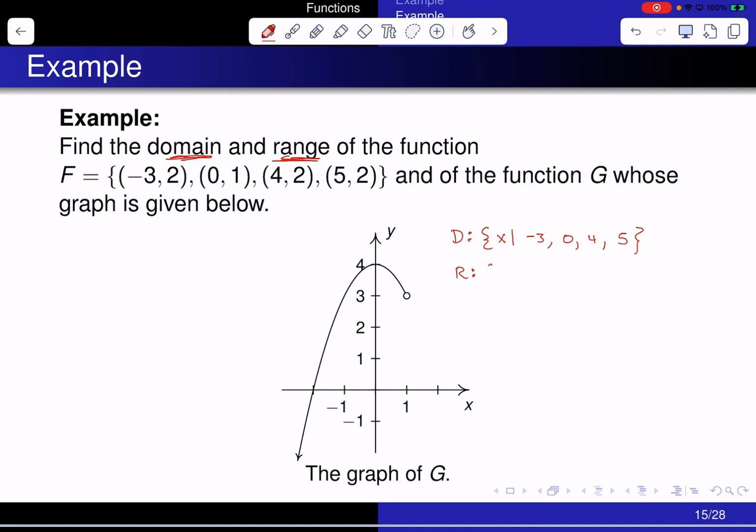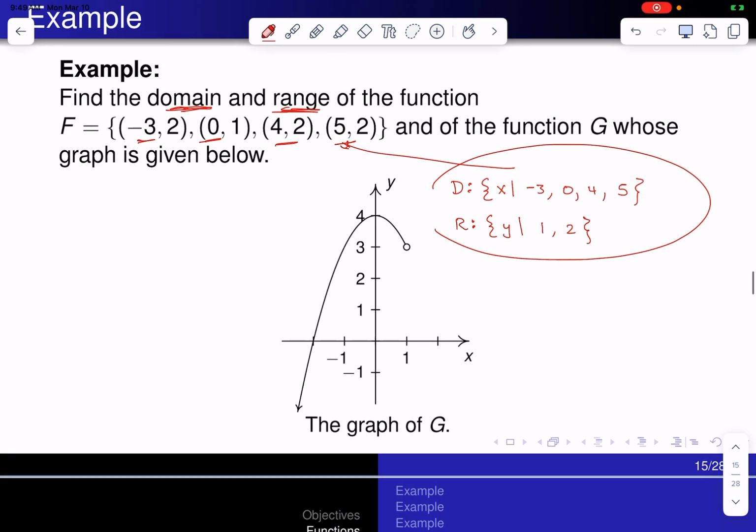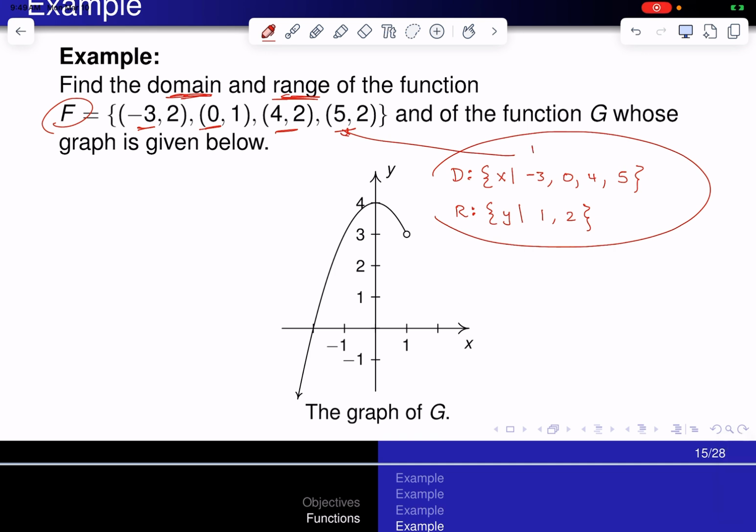Okay, the set of all y's such that, what are the y values here? 1 and 2. Do you have to list the 2 more than once? Which one did I say can't cheat? The x's can't cheat. Are any x's cheating? No. Okay, so this is the domain and range of this. That was graph F, so this was the domain and range for F.